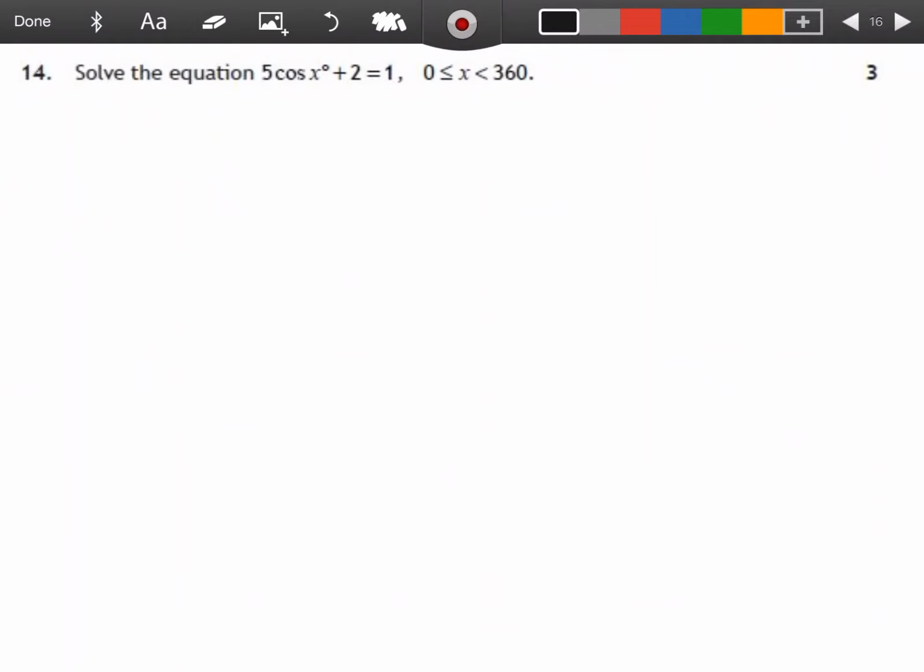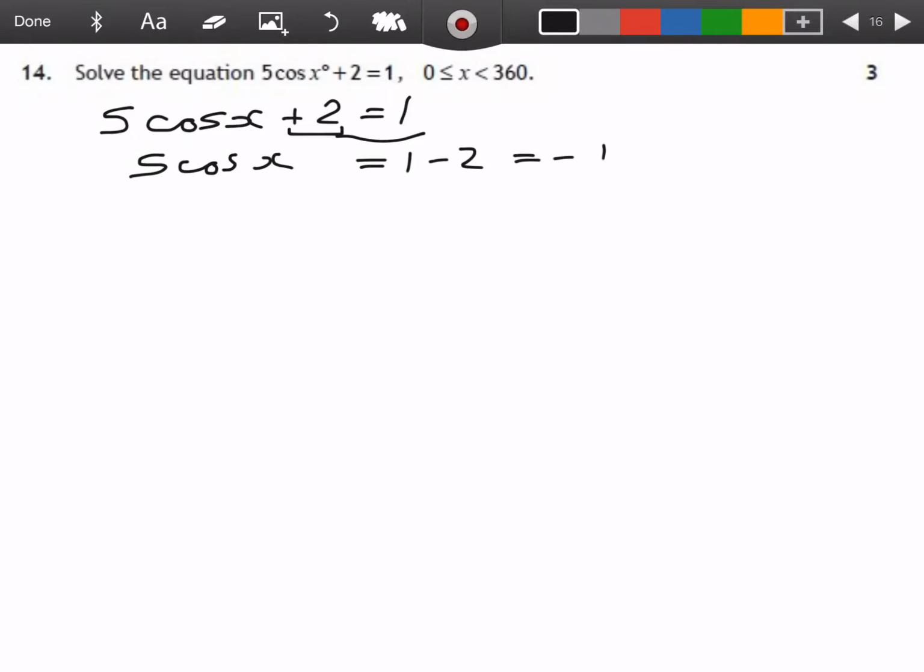Number 14, solve the equations. This is a trig equation. To solve a trig equation, first of all, try and get cos on its own. What do we move first? We move the plus 2 onto the right hand side. 1 take away 2 is minus 1.